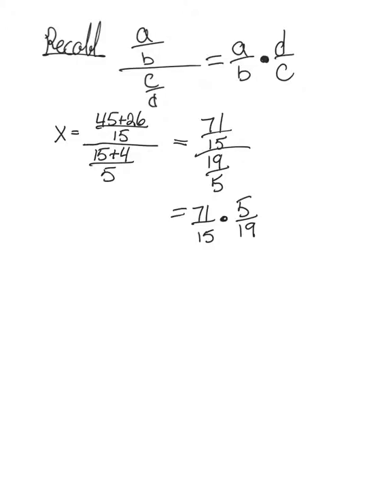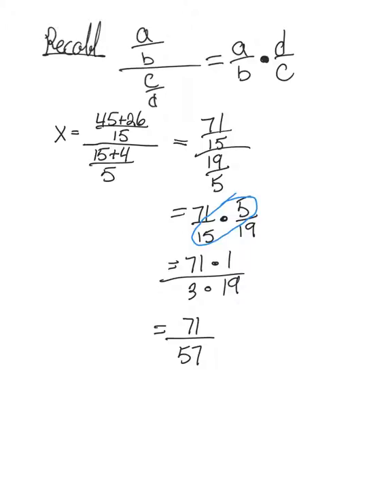And then we can reduce that because we noticed that these two numbers can be reduced easily. So it equals 71 times 1 over 3 times 19. What we did there is we just divided the top and the bottom by 5. So now it would equal 71 times 1 is 71. 19 times 3 is 57. And therefore, that's your final answer.